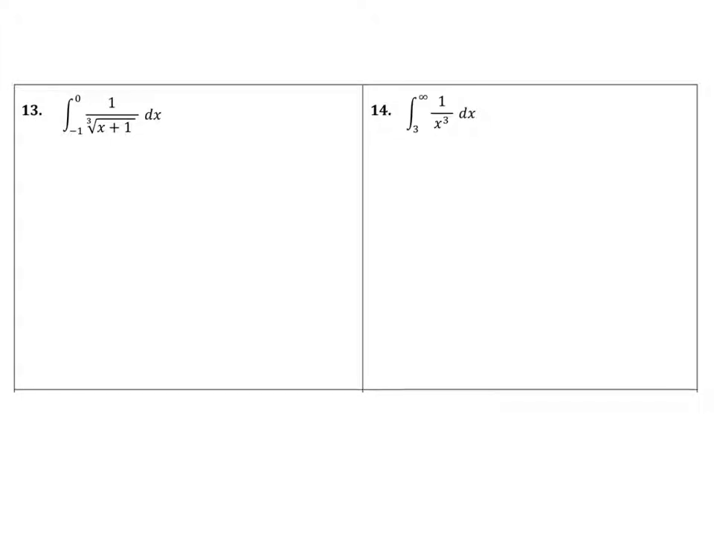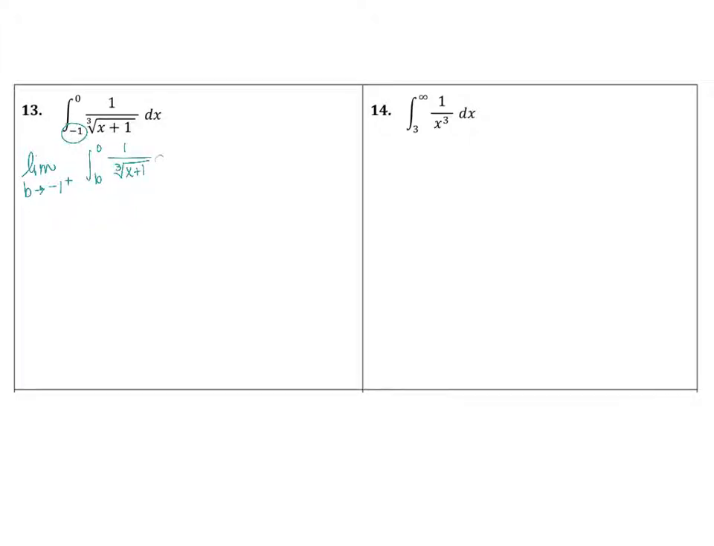Okay, on our next problem, very similar. If we do plug in our negative 1, though, we are going to have a 0 in the denominator. So that's the part that we are going to adjust. So we're going to say the limit as b approaches negative 1. And it looks like we're going to be coming in on the right side. And we're going to do our integral from b to 0 of 1 over the cube root of x plus 1 dx.